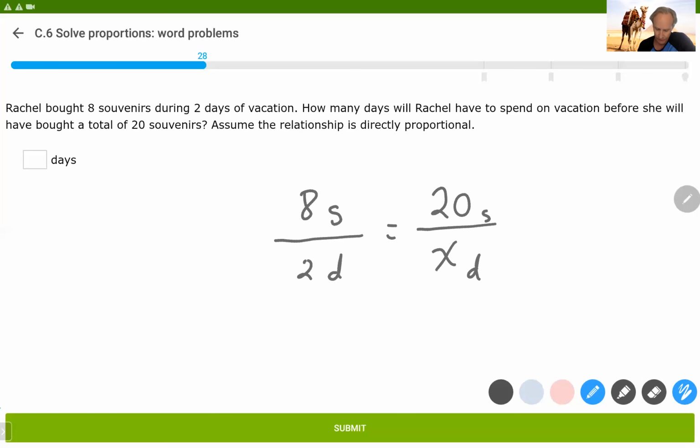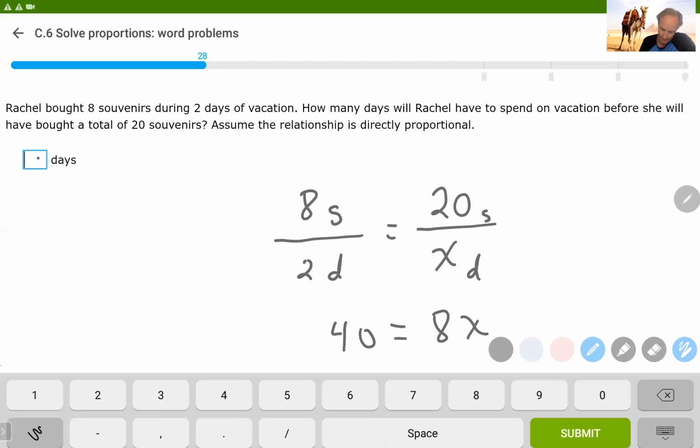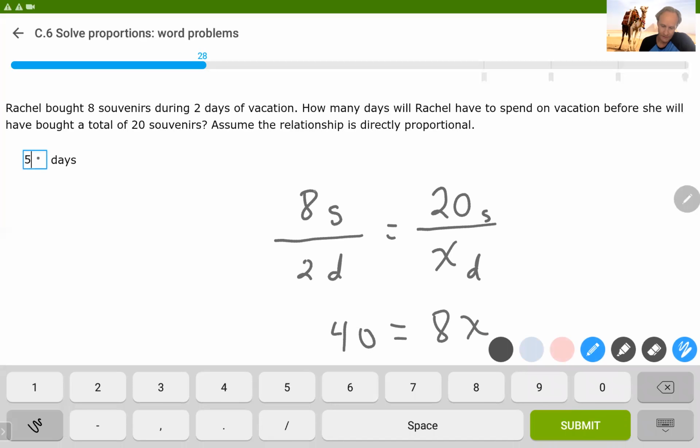But I'm going to go ahead and cross multiply it just to make sure I don't make a mistake. 8x is equal to 40. And when we divide by 8 on both sides, we get our 5. And that is 5 days. We can see the unit rate is 4 souvenirs per day. And so it takes 5 days to get 20 souvenirs.